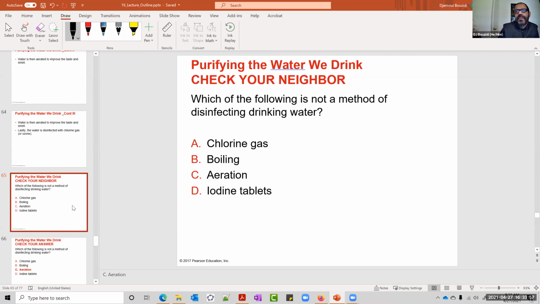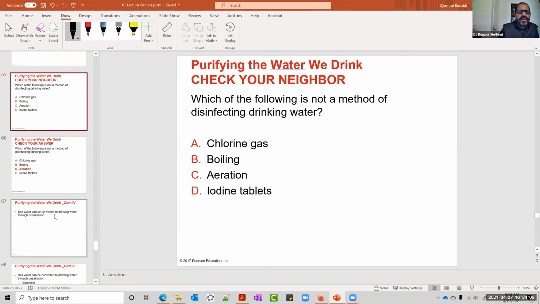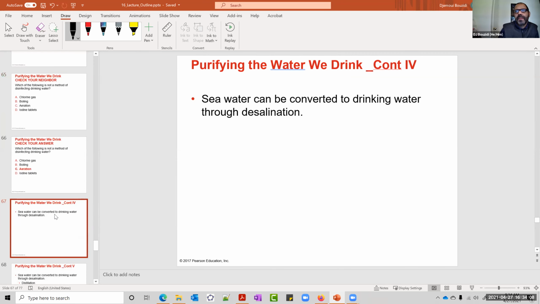Which of the following is not a method of disinfecting? So all of these are disinfections, except the aeration, which is just to improve the smell and the taste, okay? Purification of water: you can take water from the oceans and actually convert it into drinkable water, through a process of desalination.